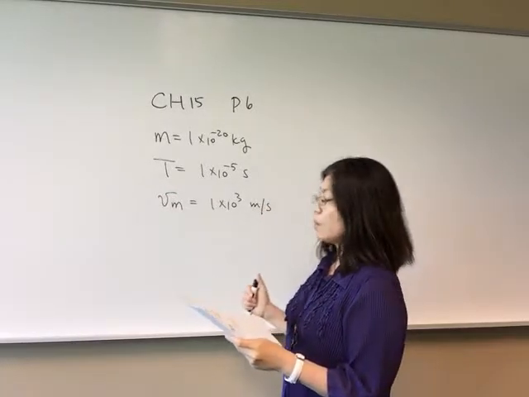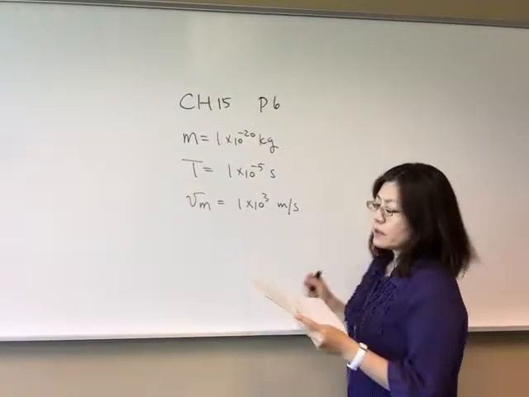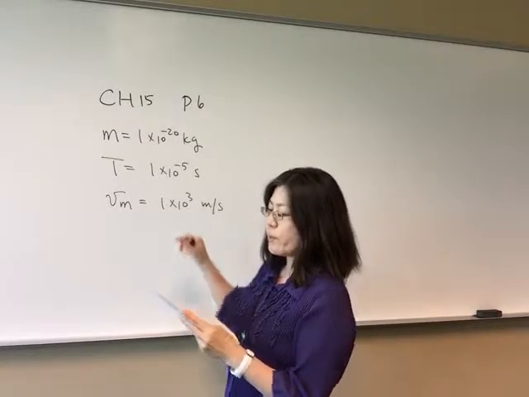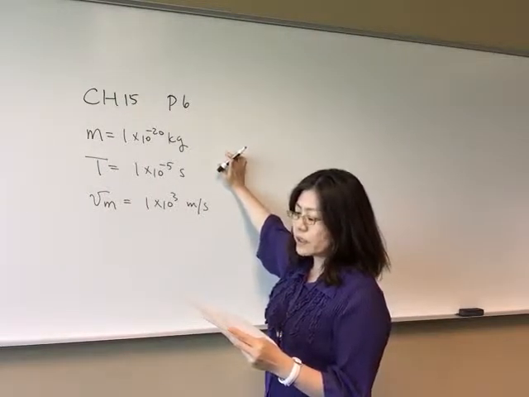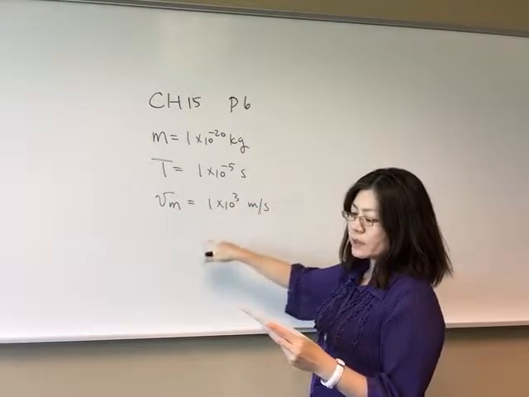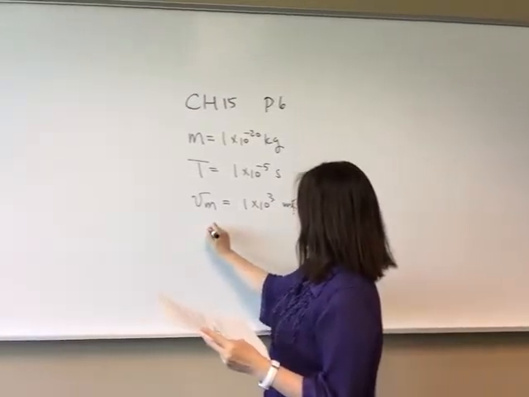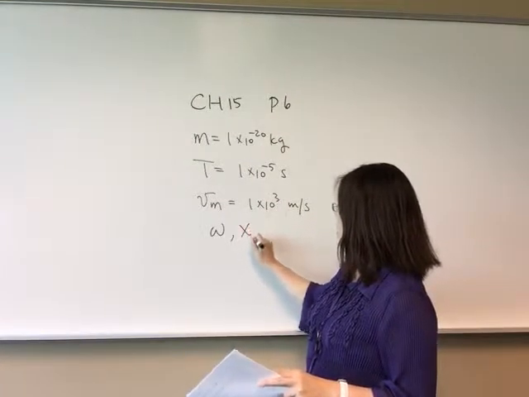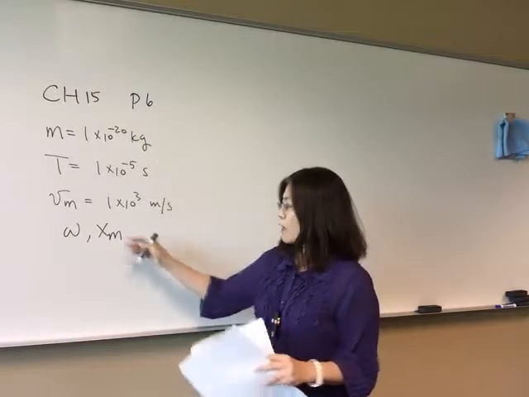Okay, so now we're going to do problem 6 from chapter 15. Problem 6 is about a particle with a mass of 1 times 10 to the negative 20 kilogram oscillating with simple harmonic motion with a period of 1 times 10 to the negative 5th seconds and a maximum speed of 1 times 10 to the 3rd meter per second. You'll also find the angular frequency, which is the symbol omega, and the maximum displacement of the particle, which we call xm.